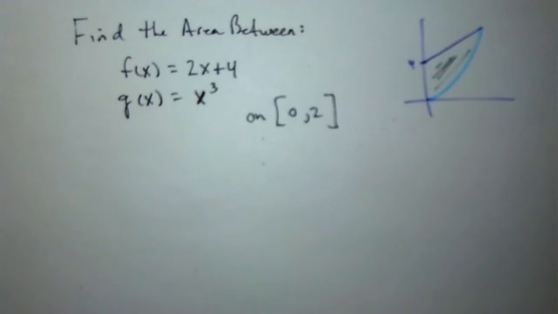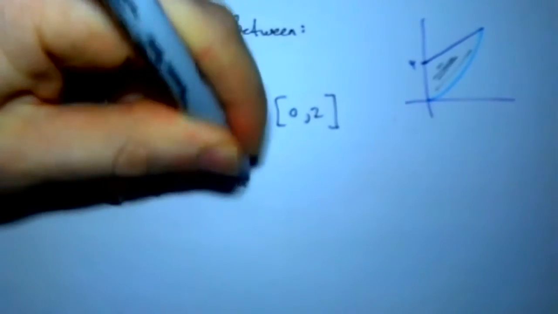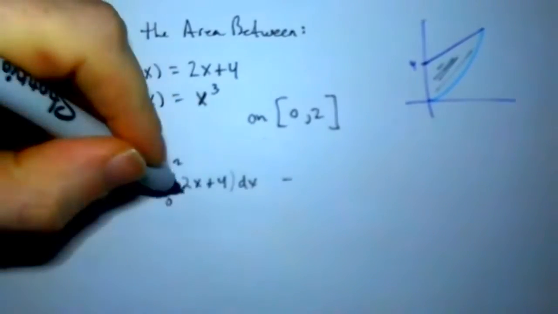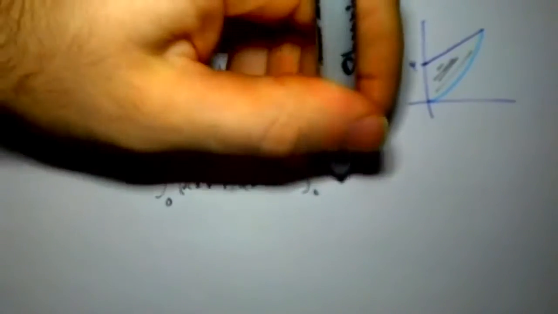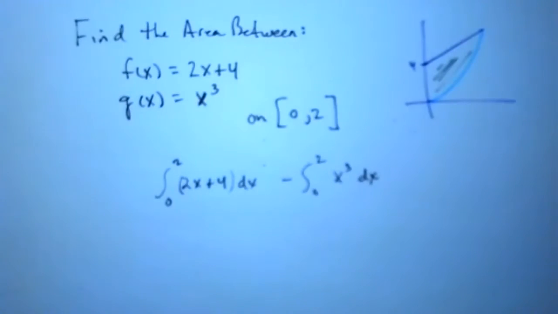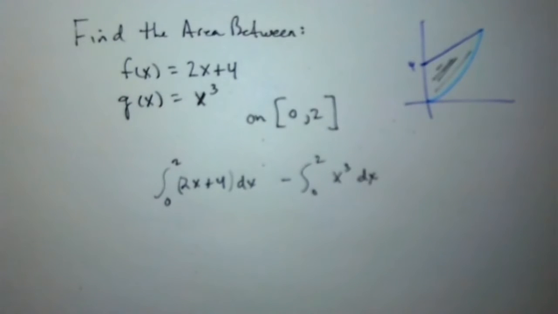Now, before I send you on your way to do this, let me teach you something to make your problem not so much of a mess. So it's the integral of 2x plus 4 from 0 to 2 minus the integral from 0 to 2 of x to the third dx. If your bounds are exactly the same, your letters are all the same, everything's all lined up, you can treat these like terms.